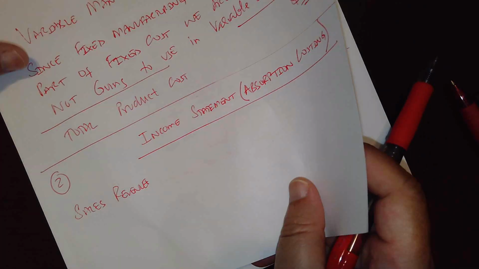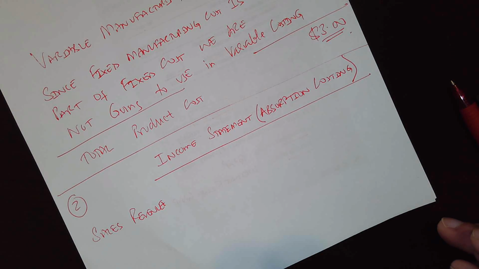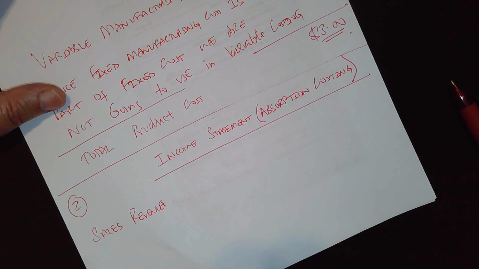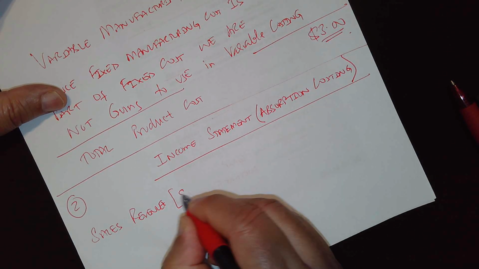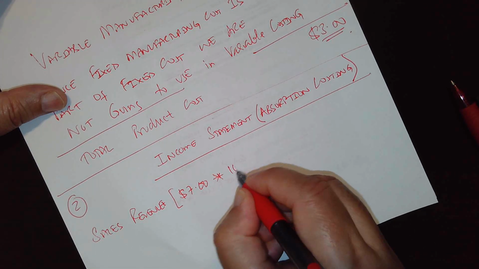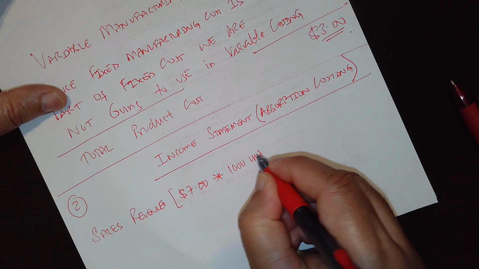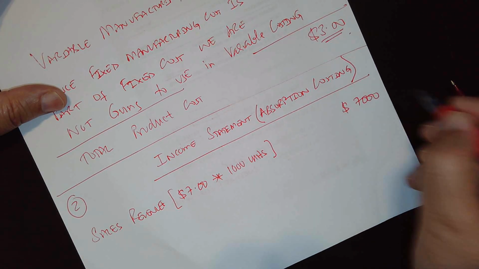So in GAAP, the revenue recognition principle, you remember from the Accounting 2301, is you can only recognize the revenue that you have earned. So these are the 1,000 meals, even though you have produced 1,200, but you didn't sell 1,200, you only sold 1,000. So you sold at $7 per unit for 1,000 units or 1,000 meals. So your revenue is $7,000.